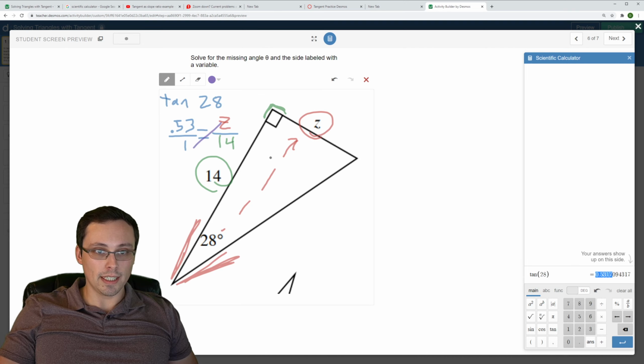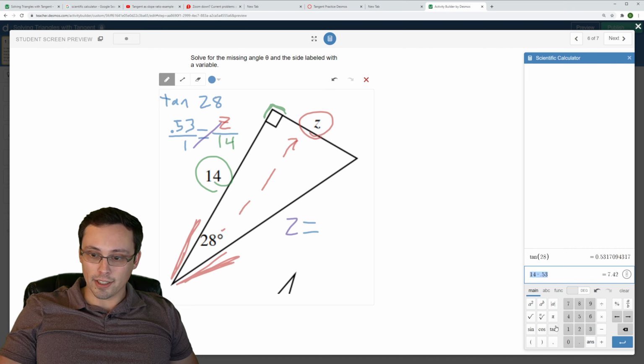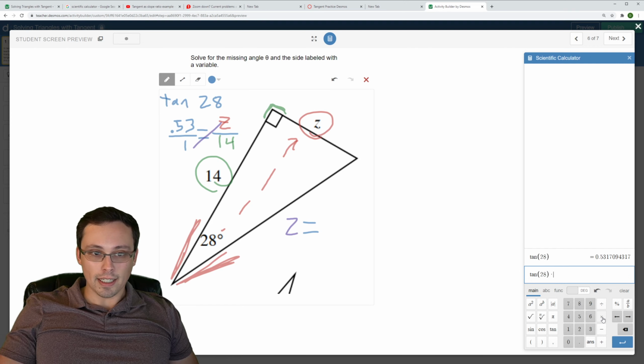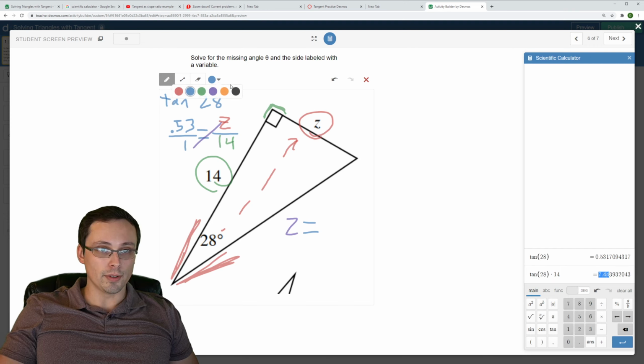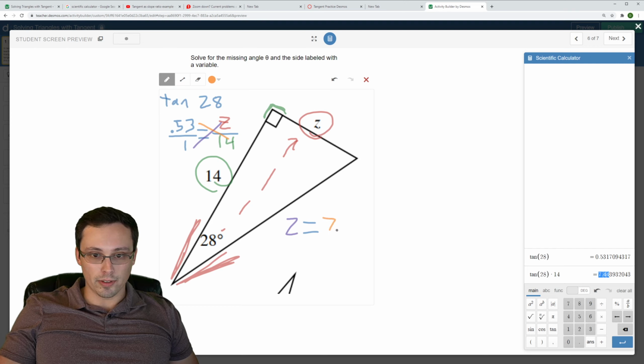So we'll do 1 times z is z, and that is equal to 14 times 0.53. So we'll do 14 times 0.53 is about 7.42. Now again, if I wanted to be more accurate, I could actually do the tan 28 thing times the 14 and get a slightly more accurate answer. It would be closer to 7.44 if you really use all of the decimals. So that would be about 7.44.